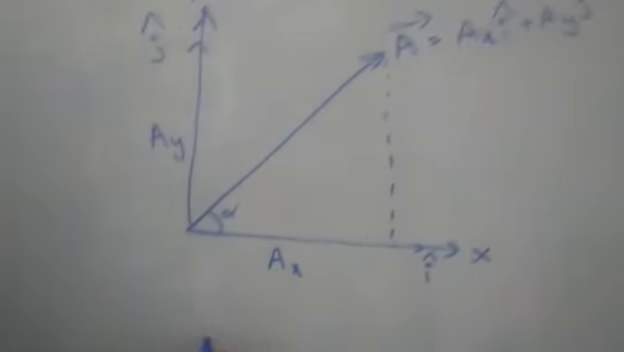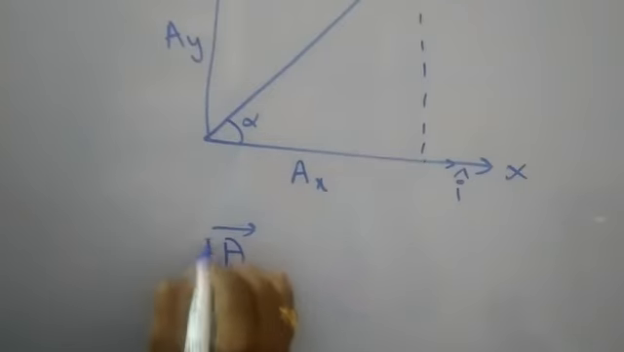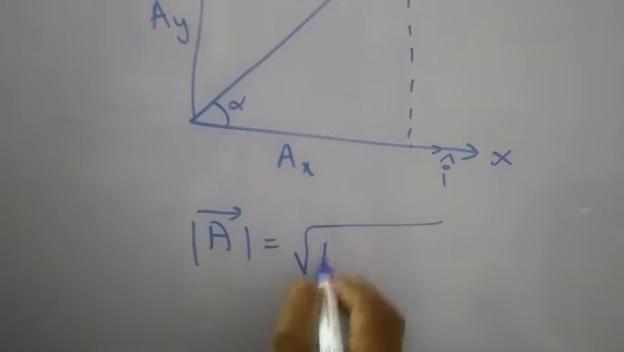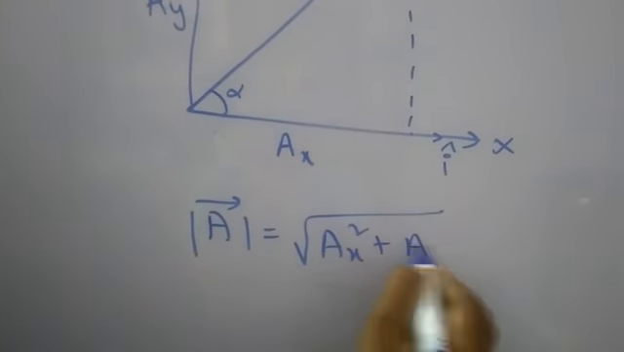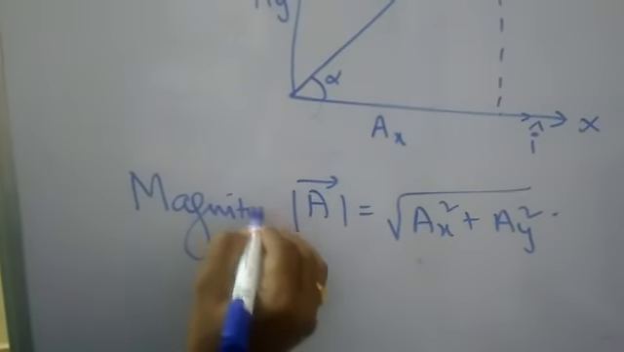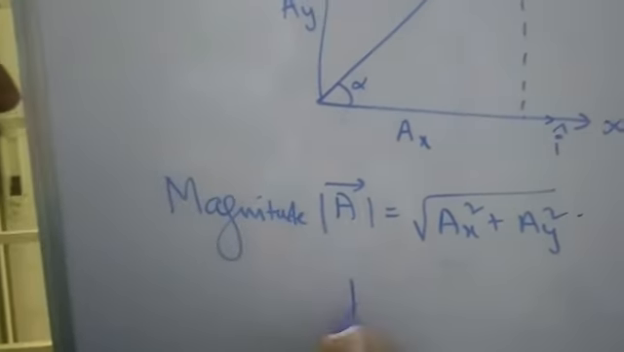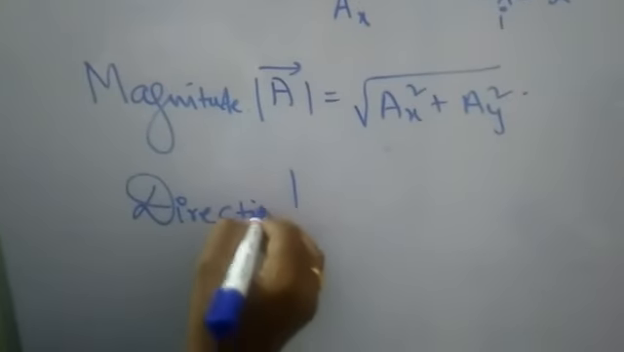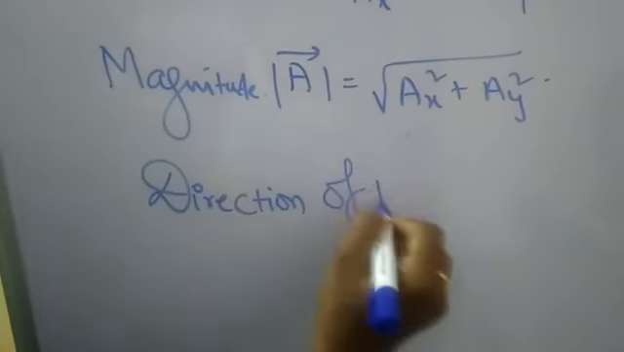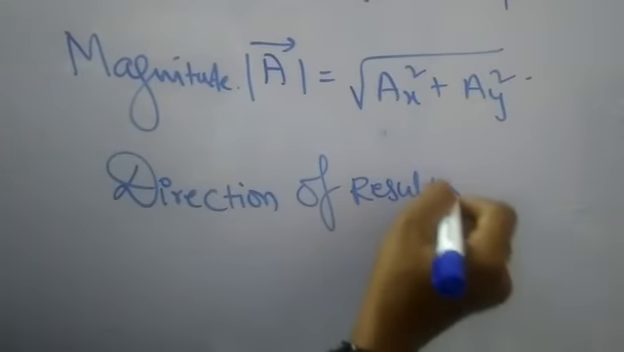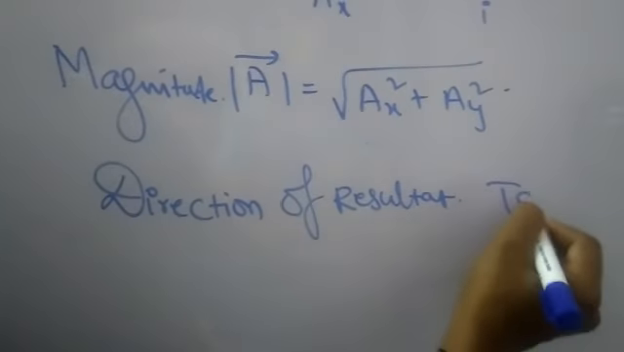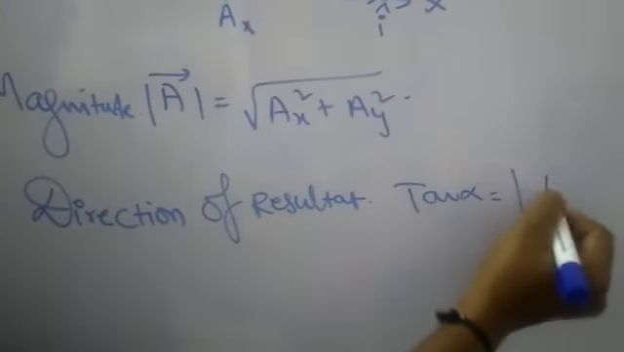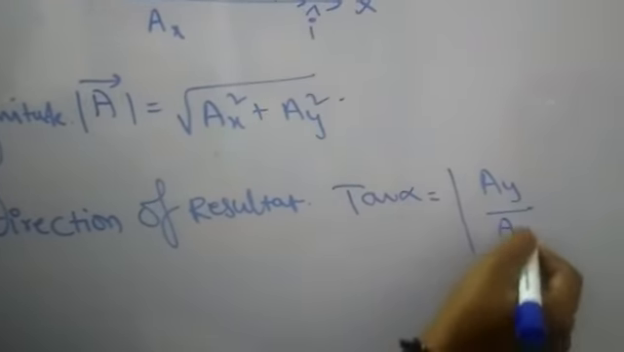The magnitude of the resultant vector a bar is equal to square root of ax square plus ay square. Next, the direction of the resultant vector: tan alpha is equal to ay divided by ax.